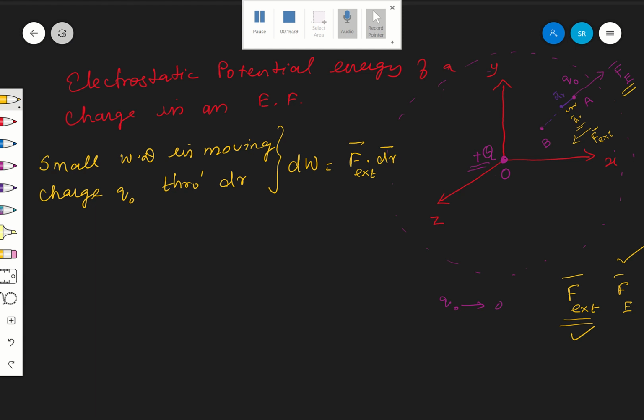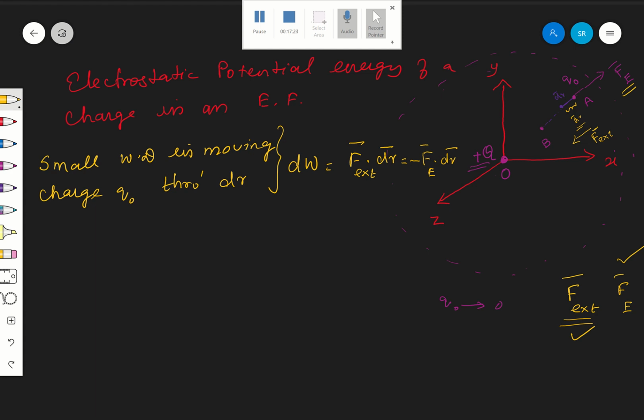Are you following? And that should be equal to, let me write here, this is nothing but minus of Fe dot dr. Work done by the external force is negative of the work done by the electrostatic force, that is the force due to the electric field, a repulsive force, no? Force due to the electric field, that is Fe.